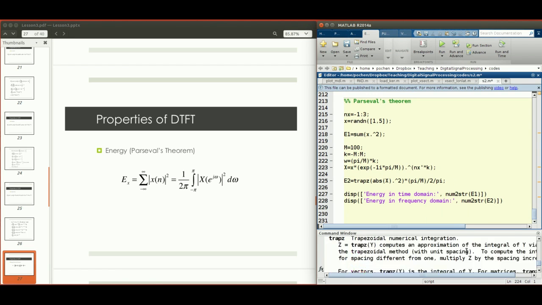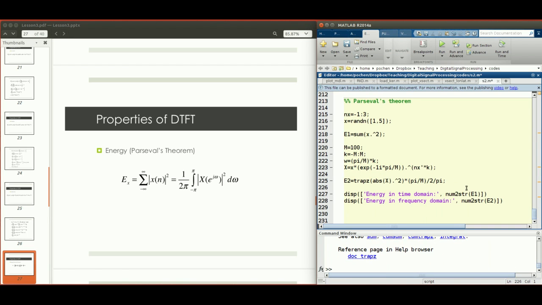So let's just give it a try. If I just run it, you can see they are basically identical. So the energy in the time domain, E1, equals 4.8635, and the energy in the frequency domain is 4.8635, exactly the same for the printed out digits, right?